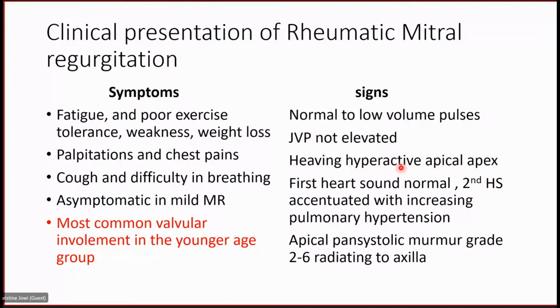So if you come on Friday and we have a patient with mitral regurgitation, you can just examine those patients and say, "Prof, I got it. This must be mitral regurgitation. These are the findings that I got."